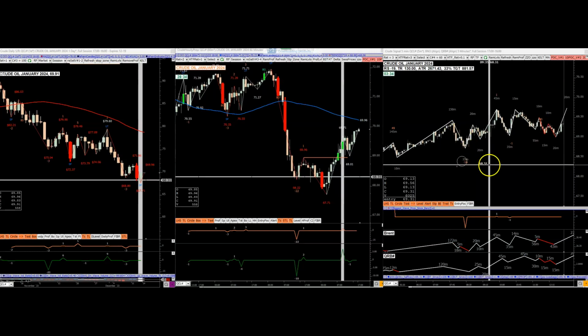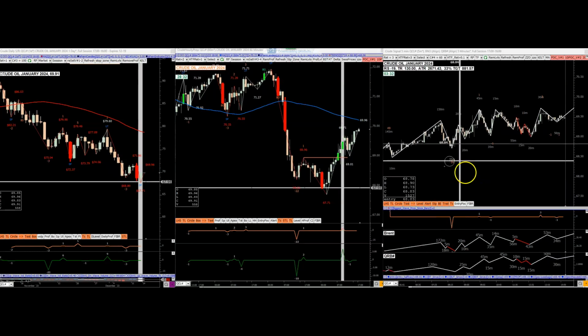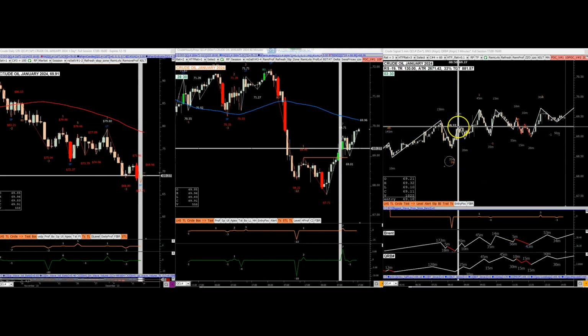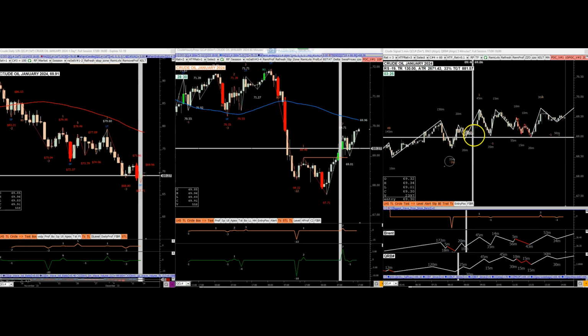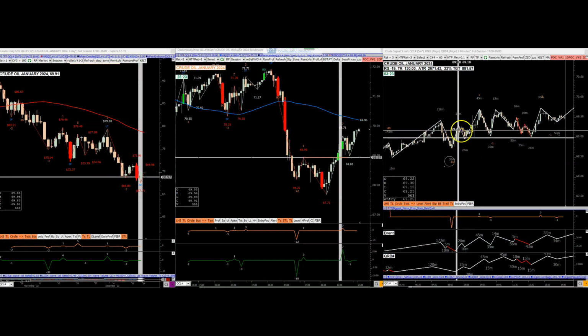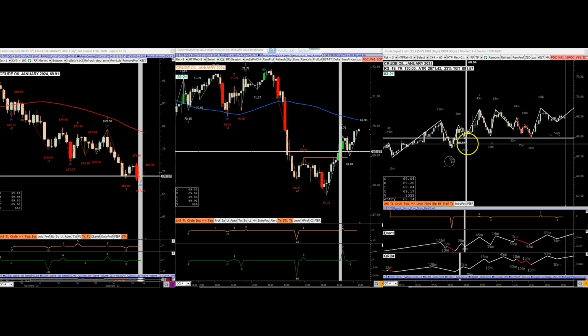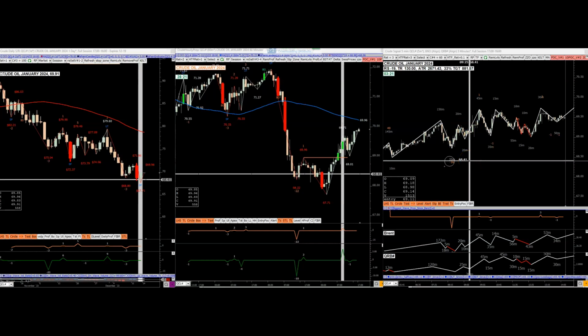Pressure, pressure, pressure. But what happened was, on the pullback, they reaccumulated. You see the sideways action? They won't let supply break the market. So there's nothing you can do about this. You just got to take the L. Be like, okay, you win, done.